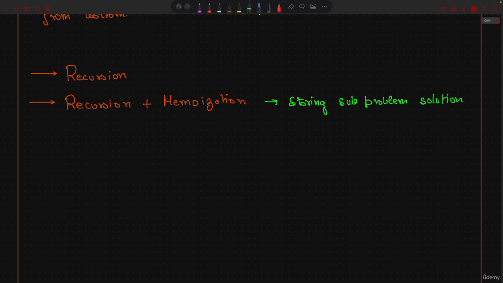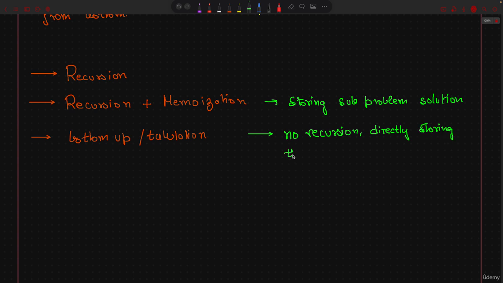In the last approach, what we are expecting is that we need to get rid of recursion altogether. So we want to just do a bottom up or tabulation approach. Okay, so here what we want is no recursion, directly solving or storing the solution. And I hope you get the basic idea here as well.